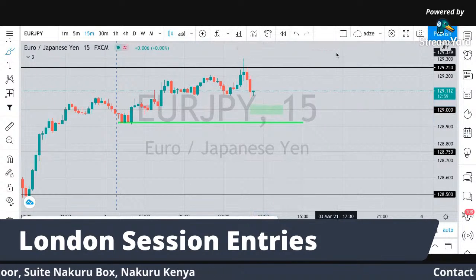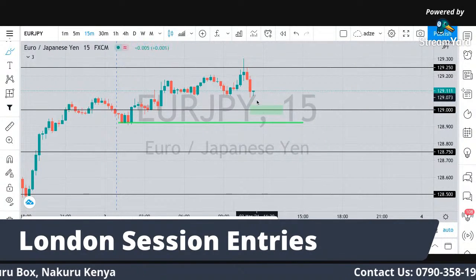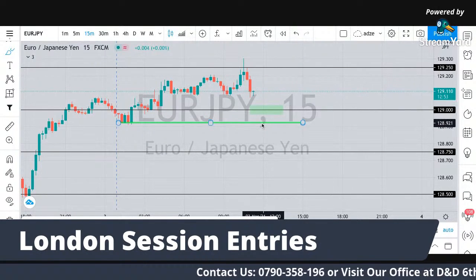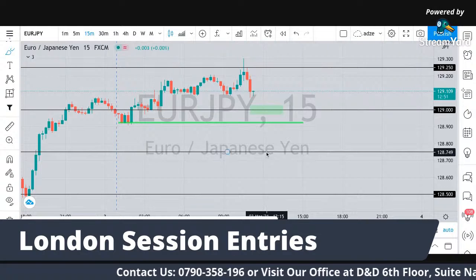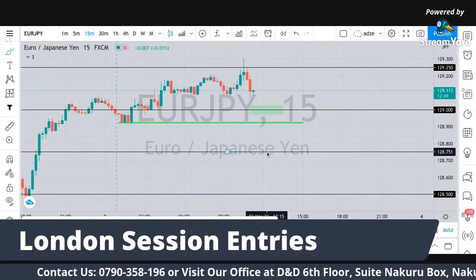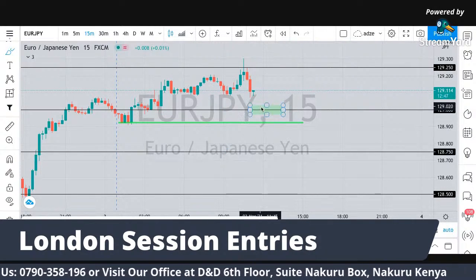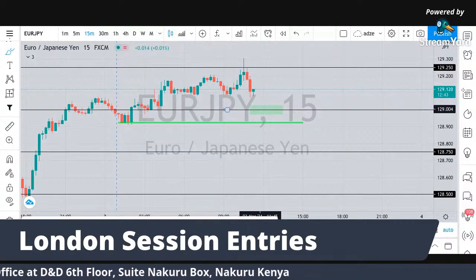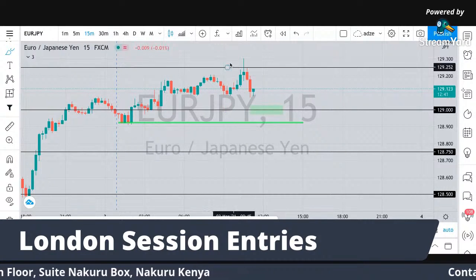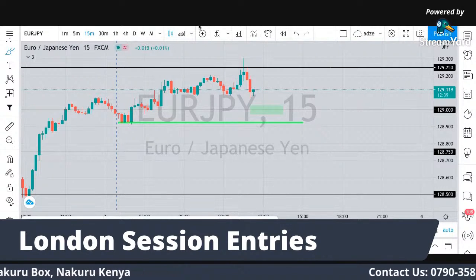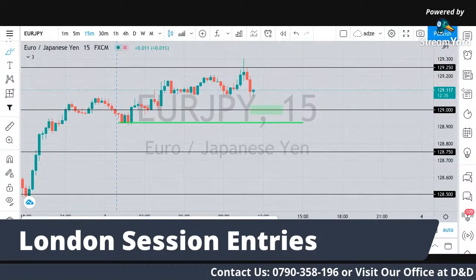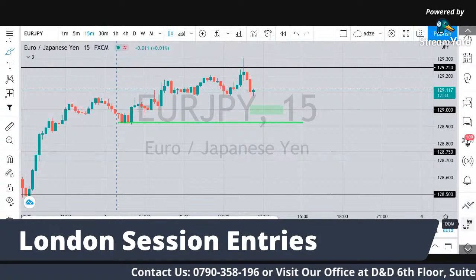So it will complete the daily structure. However, if it takes out this level, I'll wait for it at this level. Now this one is to get those precise entries, those exact entries where you enter the trade and have, can I say, zero drawdown, like yesterday's trade. Let me show you yesterday's trade.